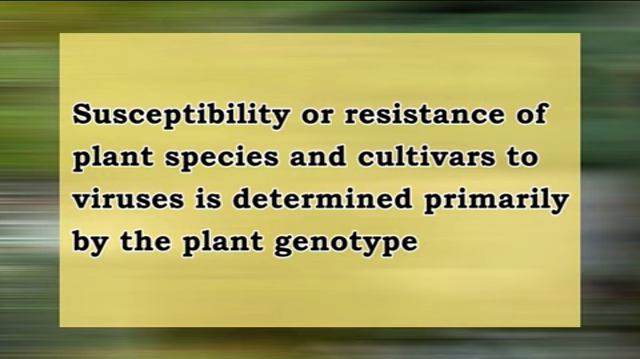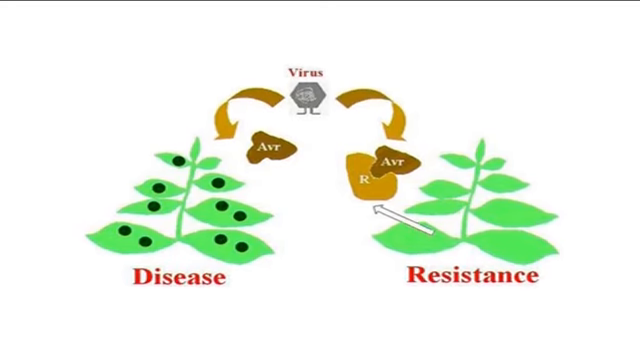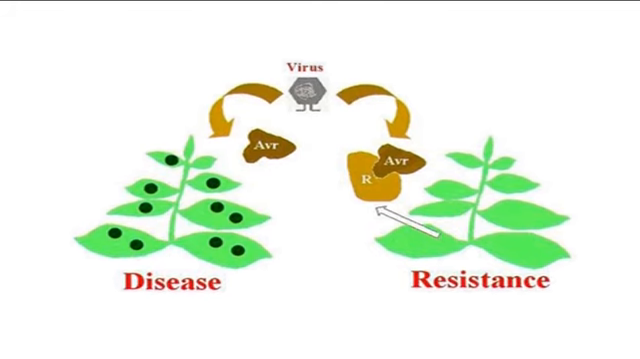Susceptibility or resistance of plant species and cultivars to viruses is determined primarily by the plant genotype. Plants possess active and passive means of preventing virus infection. Passive defenses are due to the failure of the plant to produce one or more host factors required for virus reproduction and spread within the host. Active defenses include detection and destruction of the virus infected cells due to the function of specific resistance genes in the plant. Normally, resistance genes are active only against a particular virus.